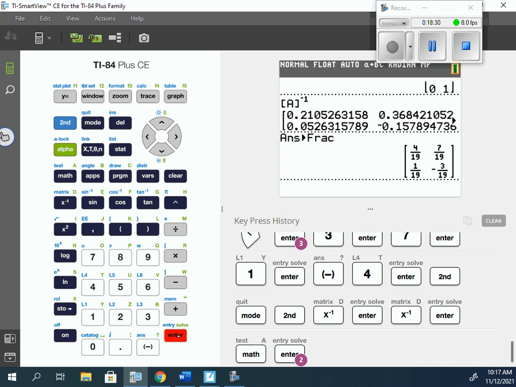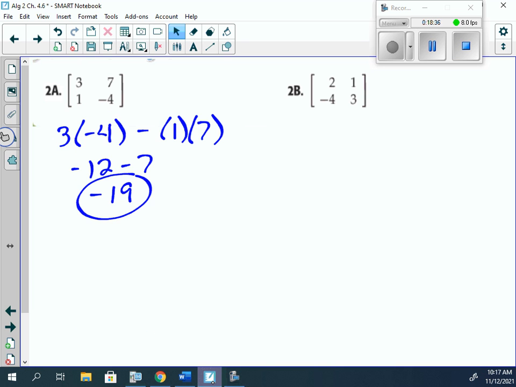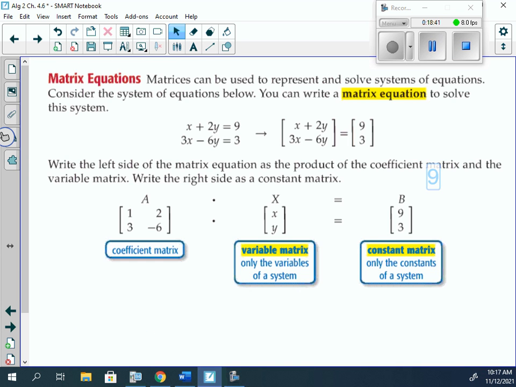Questions on this here? We ready for the last thing we're going to cover? Solving equations with inverse matrices.